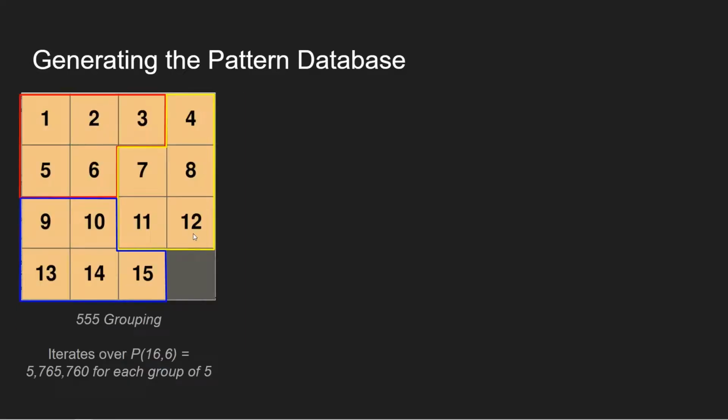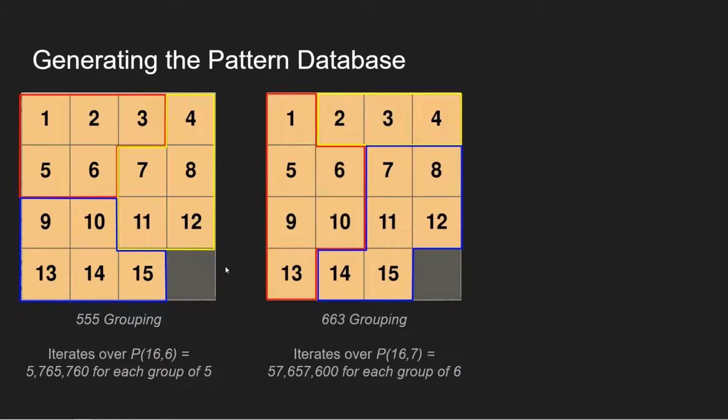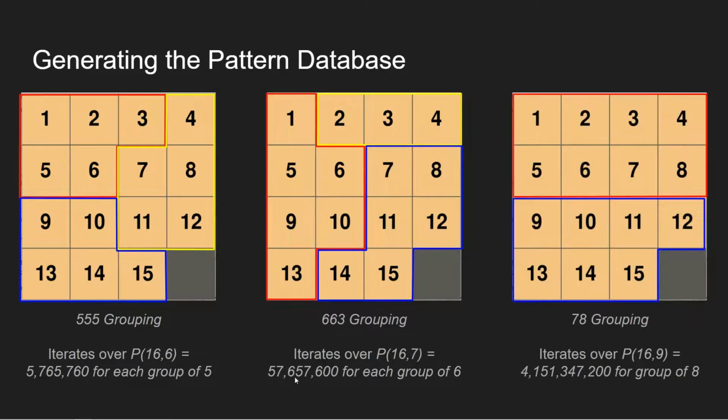A quick word on picking groups. We could use a 5-5-5 grouping, which we saw takes about 5.7 million iterations of breadth first search. A better pattern database is the 6-6-3 grouping, but that takes even more iterations, about 57 million. And better yet is the 7-8 grouping, which takes a whopping 4 billion iterations of breadth first search to calculate that group of 8. To save computing time, I'm going to stick with the 6-6-3 grouping for this video, but I challenge you to try to build a program to get the 7-8 grouping.